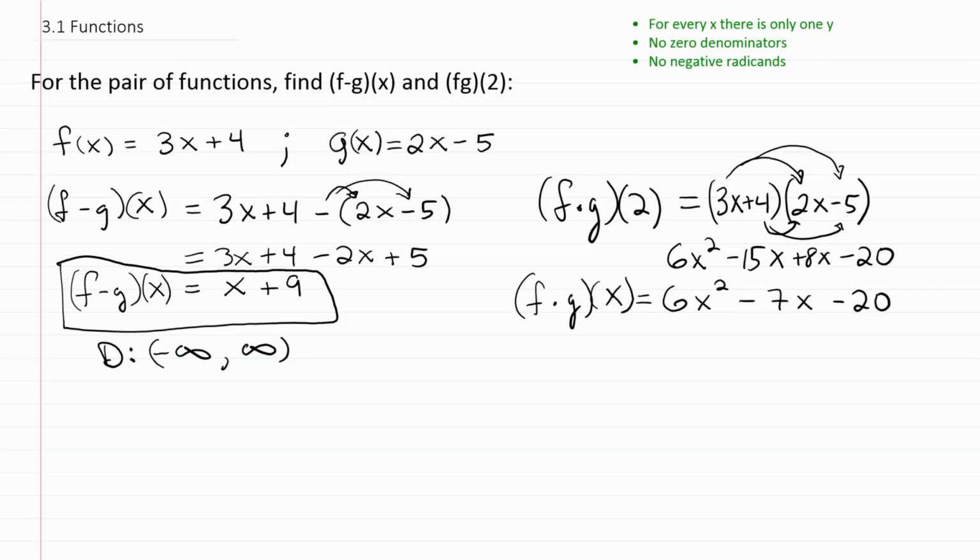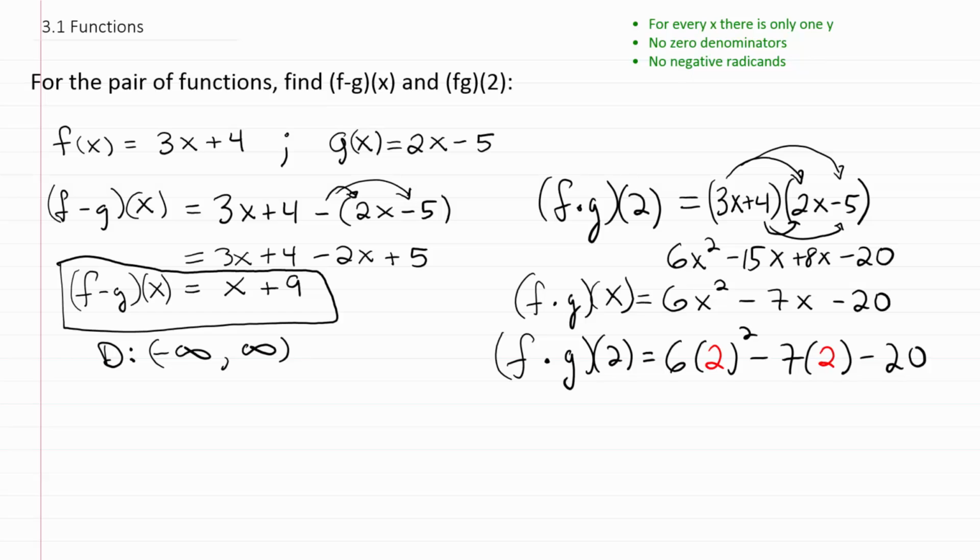Now, from there, we could actually plug in the 2 every place we see an x. So to make it f times g of 2, we would just plug in 6, and then leave a space wherever you see an x, right? So just rewriting, leaving a space wherever there's an x, and then you would actually plug in the 2. So you'd plug in a 2, plug in a 2, and then perform your arithmetic to evaluate.